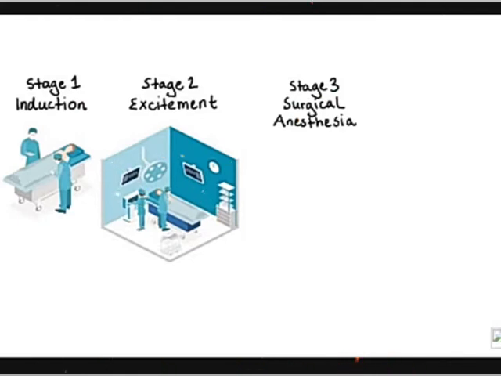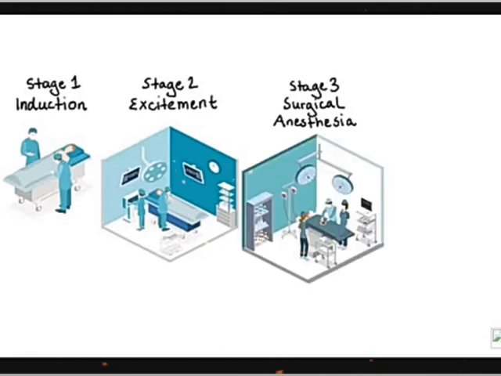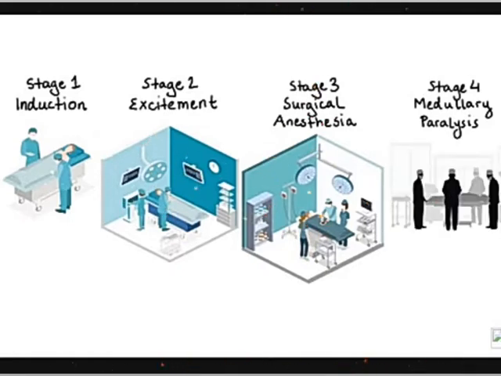At this stage, there is a gradual loss of muscle tone and reflexes. The patient is fully unconscious, unresponsive to surgery, and has regular breathing. This is the ideal stage for surgery, and careful monitoring is necessary to prevent further progression to stage 4, known as medullary paralysis or overdose. At this stage, respiratory and cardiovascular failure occurs, which leads to death if the patient cannot be revived quickly.